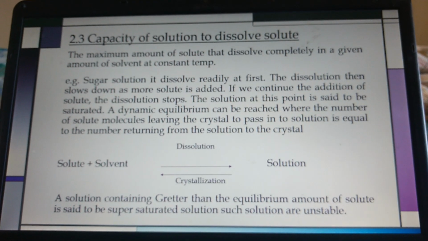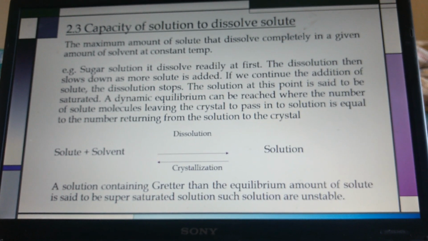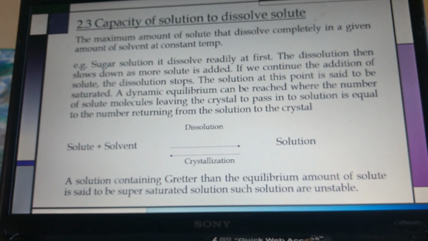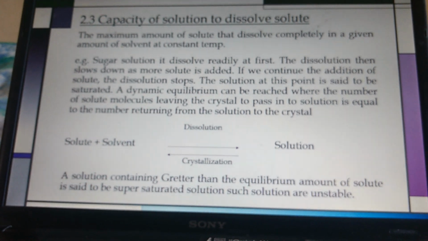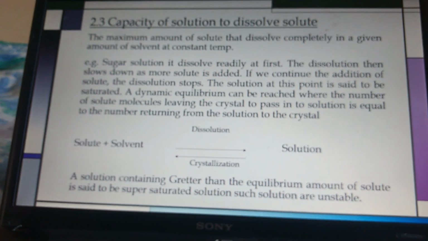Now we check the next one, the capacity of a solution to dissolve solute. The maximum amount of solute that dissolves completely in a given amount of the solvent at constant temperature is known as the solubility. So, dear students, we take a good example as usual: sugar solution. It dissolves readily.